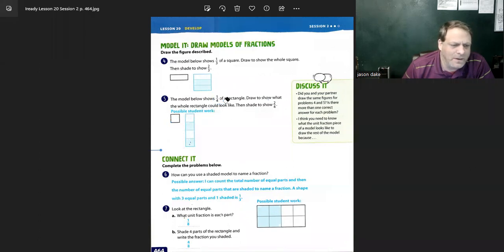All right. So now draw to show what the whole rectangle could look like, then shade to show 2/4. Well, we've got 1, 2, 3, 4 rectangles that we just drew here. 4, and then shade 2 in. All right, so that would show us 2/4.